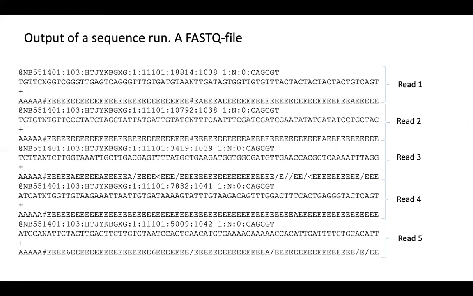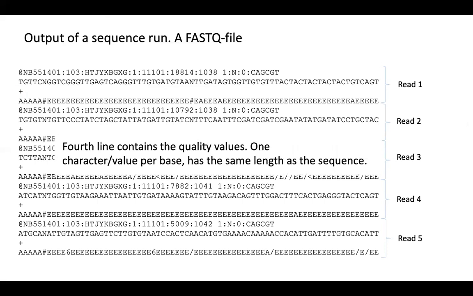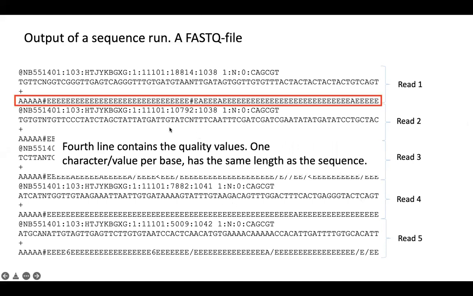The fourth line contains the quality line. This line has exactly the same length as the sequence. So this T has a quality of A, this G has a quality of A, and so on. They have to be of the same length. If they are not, programs using these files will run into an error.